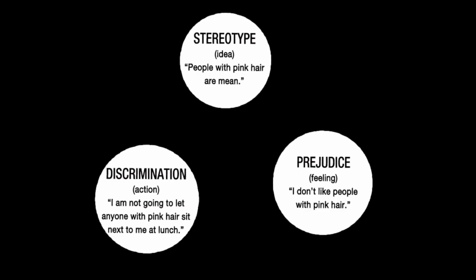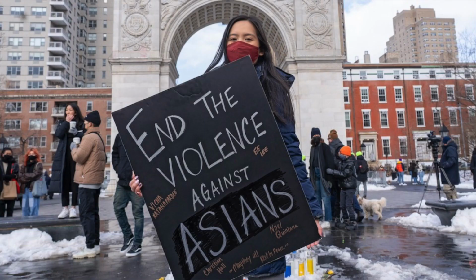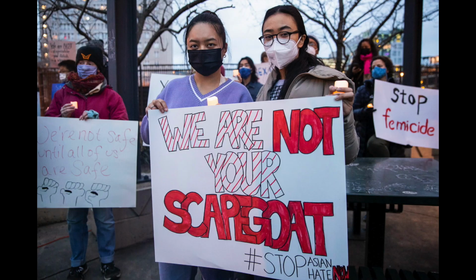The A in the ABCs is affect or prejudice. This refers to the emotional component of intergroup relations. It is the feeling or attitude one has towards members of another group. These can be positive or negative. An example of this would include the discrimination and violence against Asian Americans because of the COVID-19 pandemic.